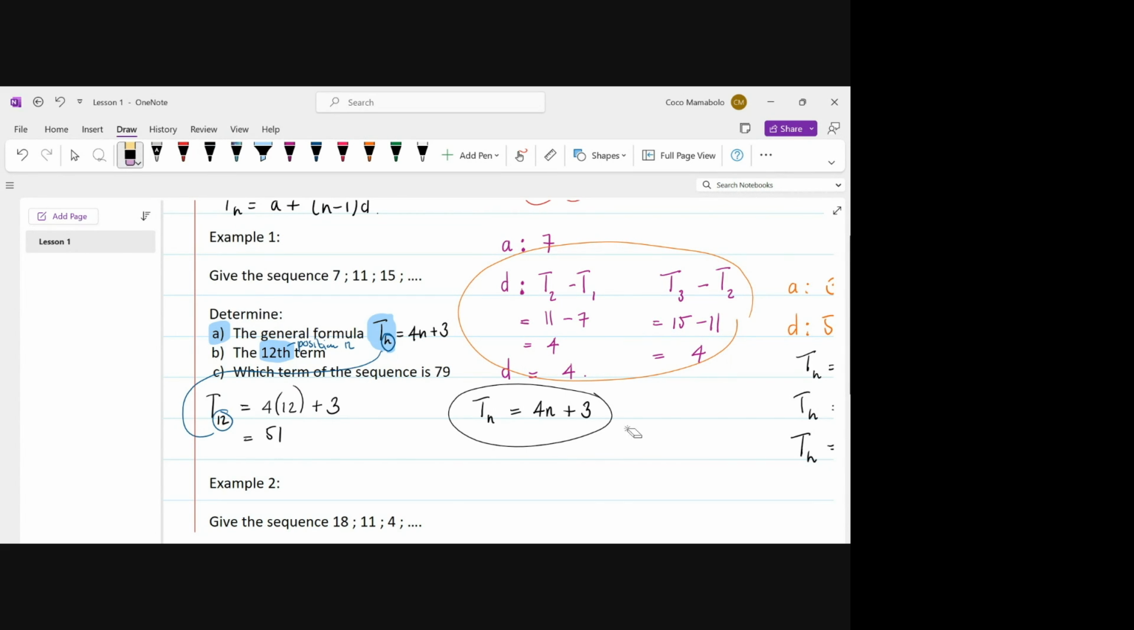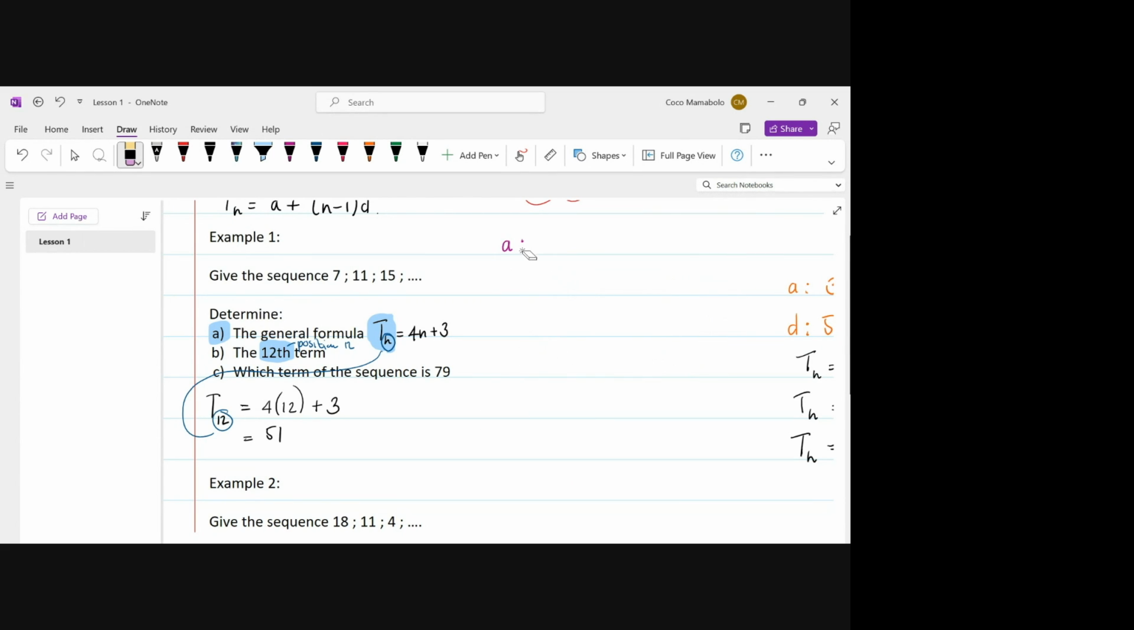Now let's look at the next question. Sorry, I'm just making space, otherwise I'm not going to have space to write. The next question says, which term of the sequence is 79? So I know that I have T something equals 79. That means I can replace the whole of Tn with 79.